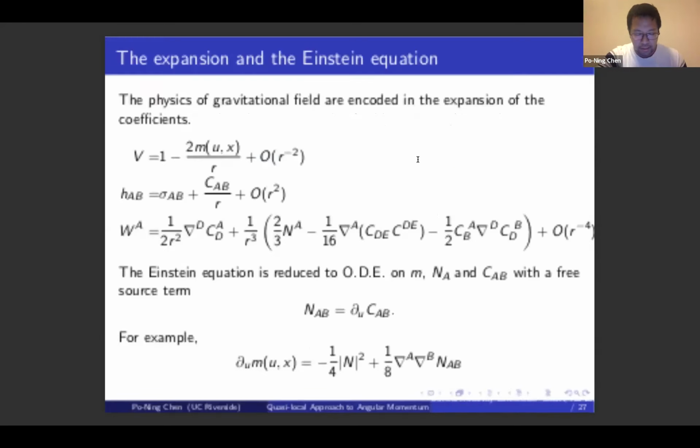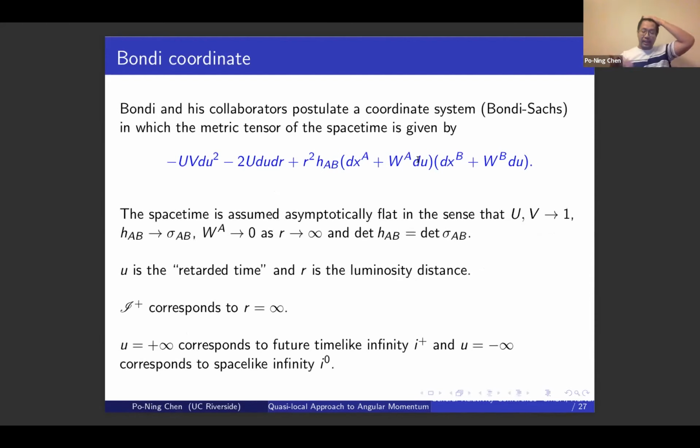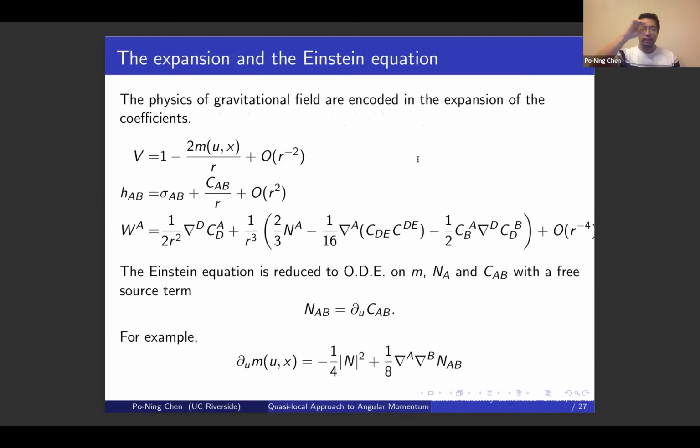Now, this is a particularly nice coordinate system to study gravitational radiation because the physics of the gravitational field is encoded in the expansion of the above coefficients, and in particular in V, h_AB, and W^A.